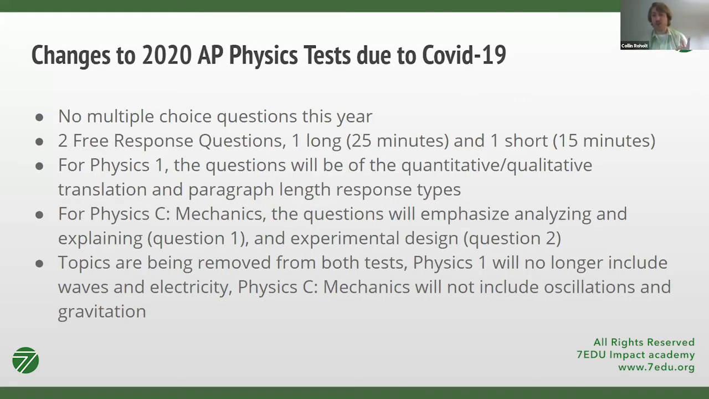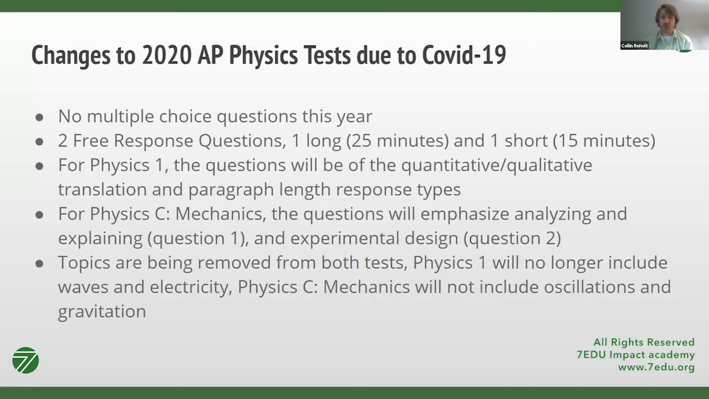For Physics 1, the long question is going to be of the quantitative qualitative type, which is one of the, normally there are 2 long questions and 3 short questions. And so one of the long question types is the quantitative qualitative. So this year they're going to have just that long quantitative qualitative question.